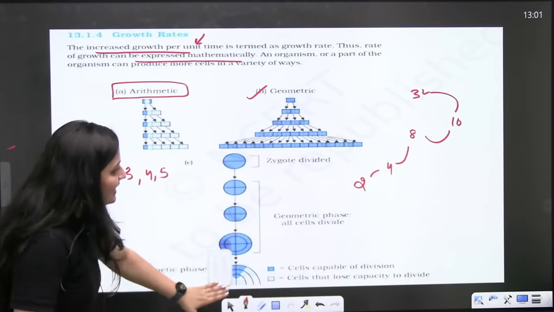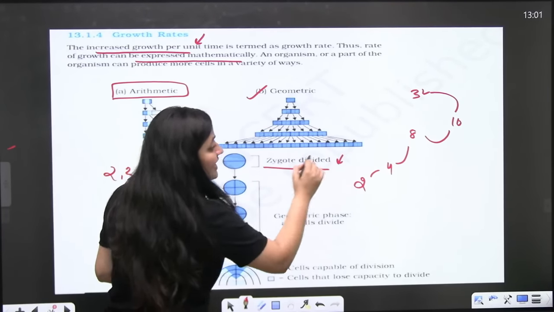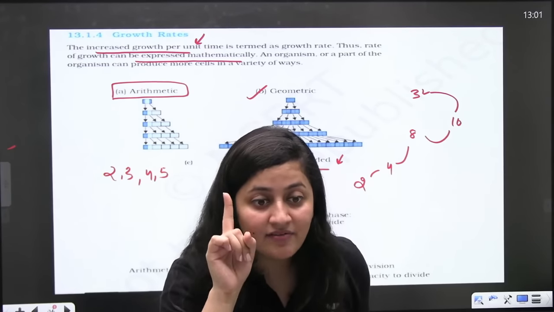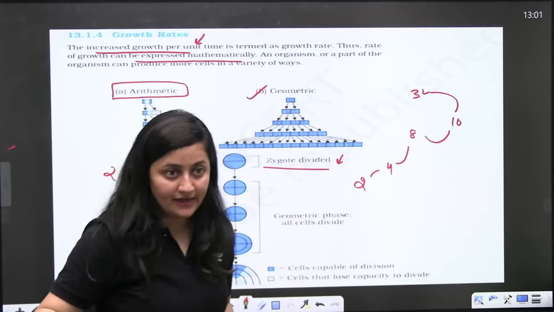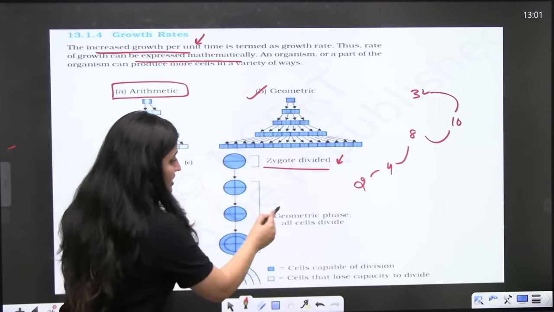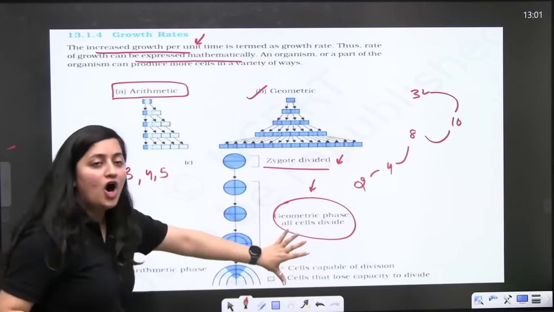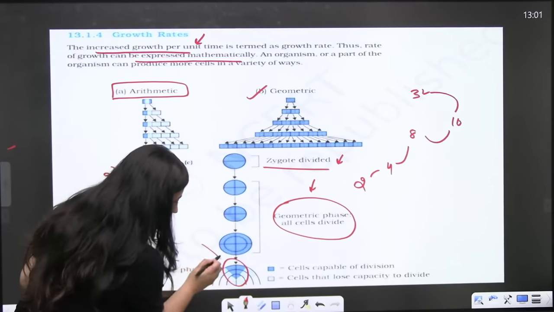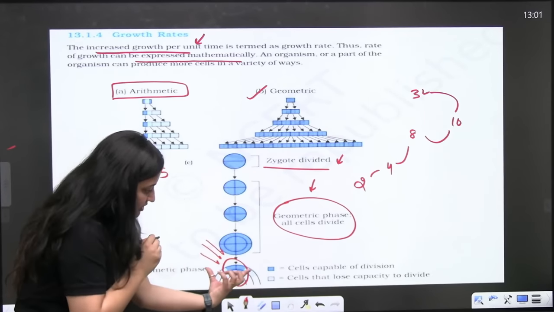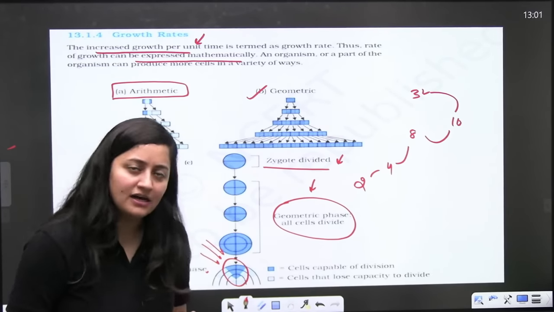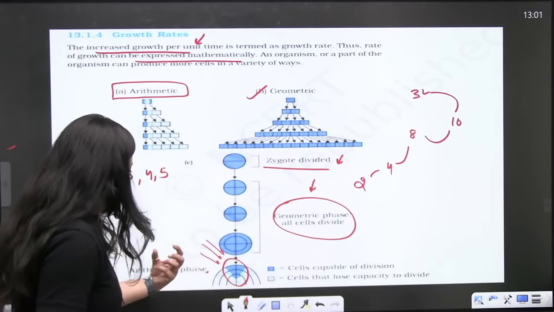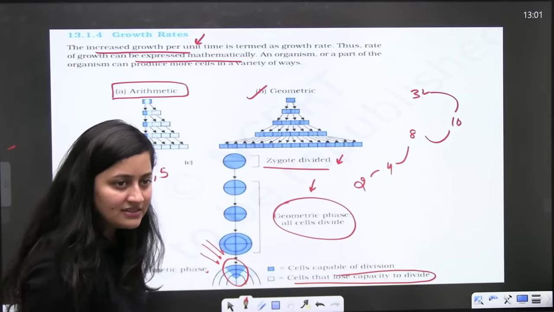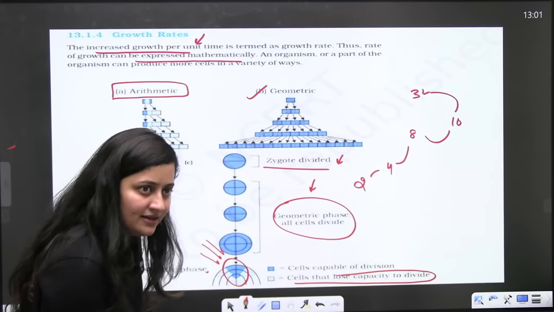Is that clear? Now, just look at this diagram. When you talk about the division of the zygote, it is a unicellular totipotent cell. It has the capability to develop into a complete individual. So initially in the zygote, the geometric phase will be there where all the cells are divided. But later on only some part will have the geometric phase, the rest will start following the arithmetic phase. There will be cells that are going to lose the capacity to divide. Is that clear?